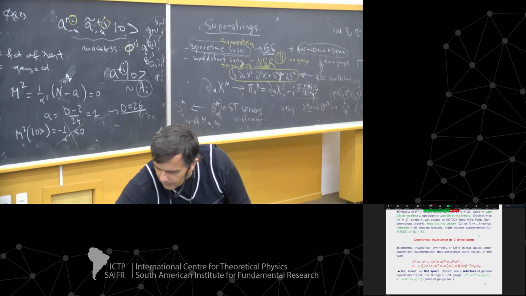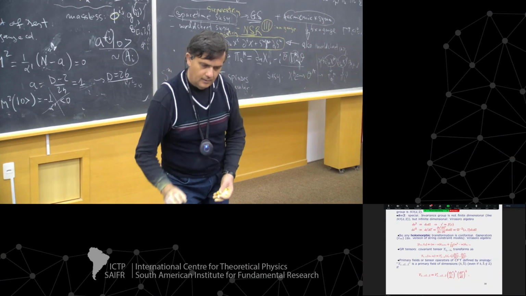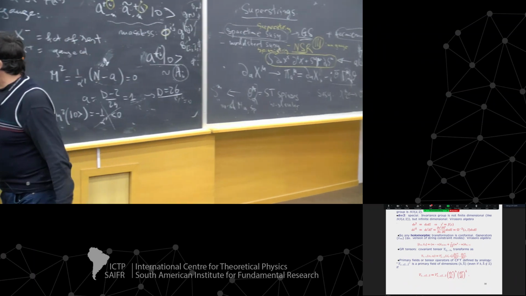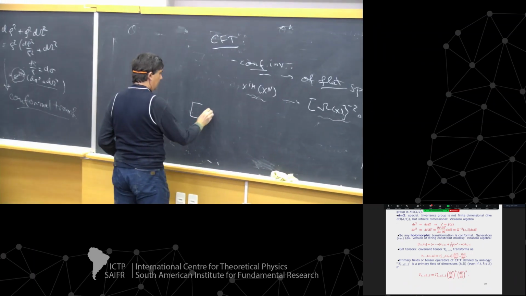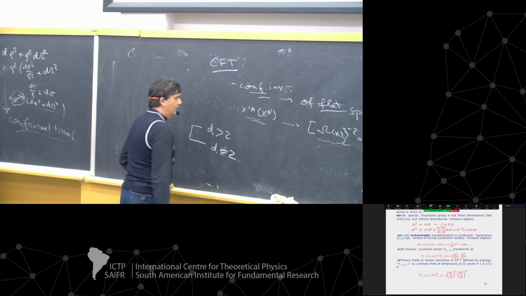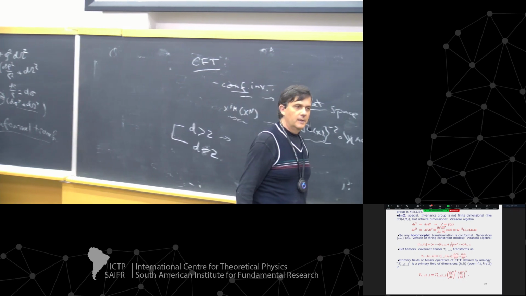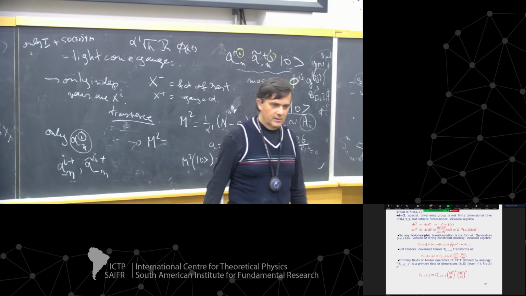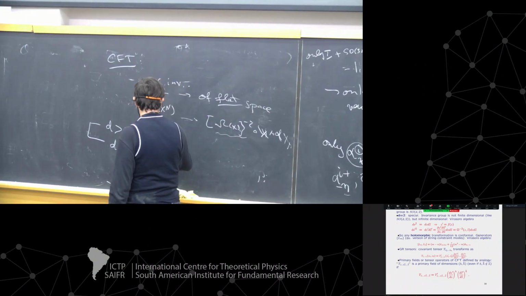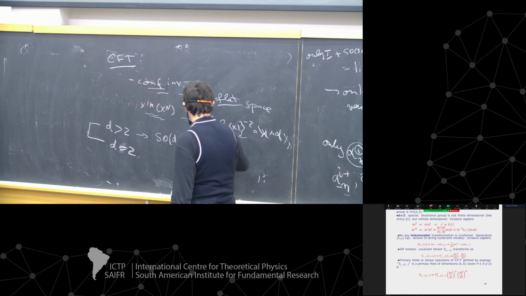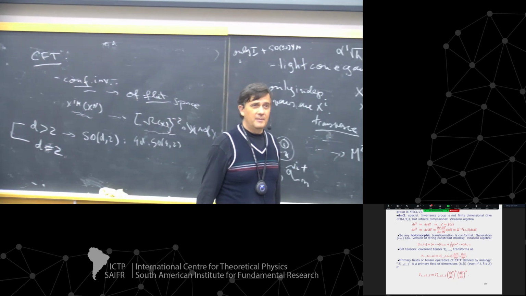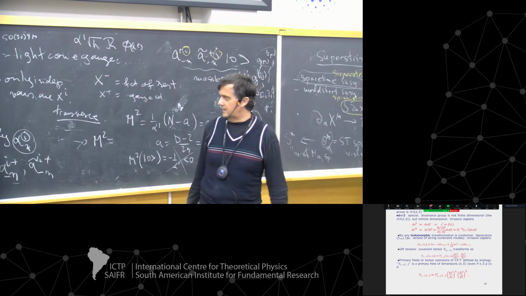These transformations are different for dimensions greater than 2 and dimensions equal to 2. In dimensions greater than 2, they form a finite group. The transformation group is SO(d,2). So if we're talking about our 4 dimensions, we have SO(4,2). Remember, Lorentz is SO(3,1). So this is bigger than Lorentz. It includes Lorentz.